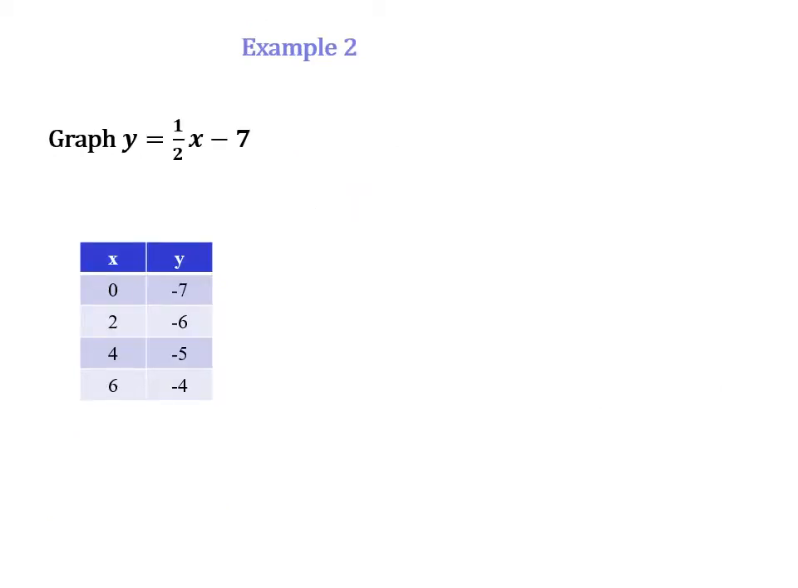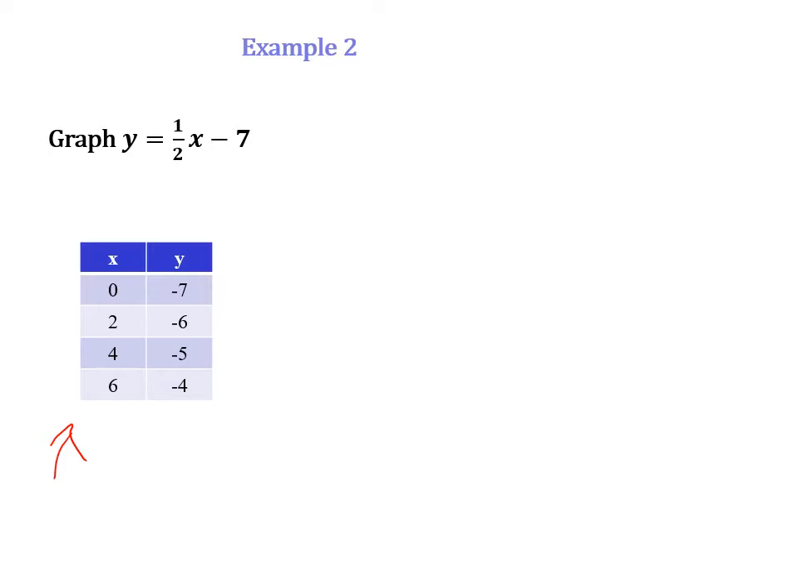Let's look at another example. Y equals 1/2 x minus 7. For this equation, I have chosen x to be 0, 2, 4, and 6. You do not need to choose the same points that I choose. You will learn with experience what some good points are to choose for a given graph.